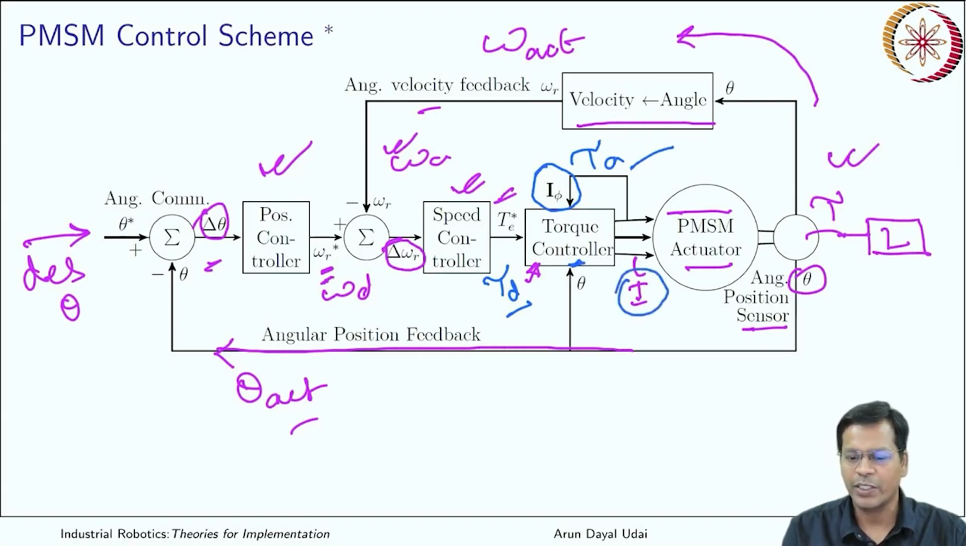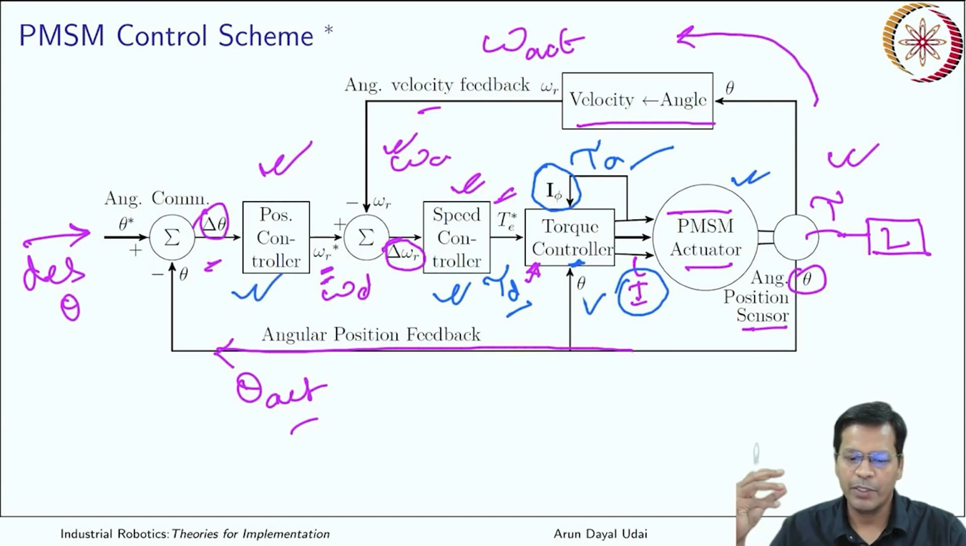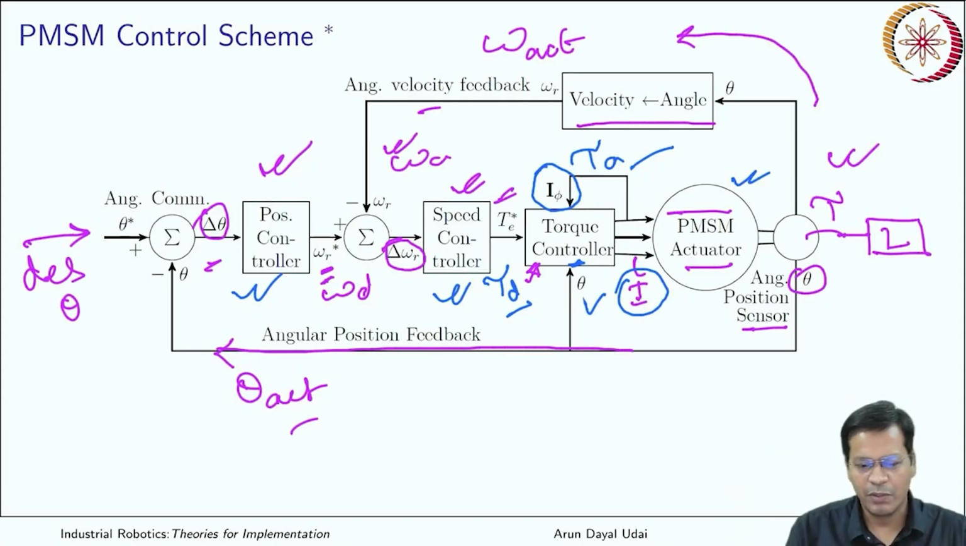So current is finally fed to this. It is three independent controllers going one by one. Inside one is the torque, the next upper one is the speed, and the next upper one is the position. So you are able to control the torque, the speed, and the position.